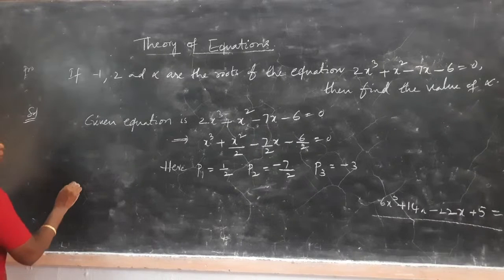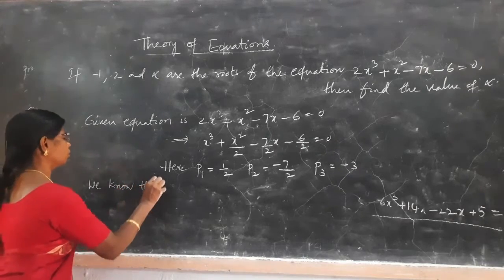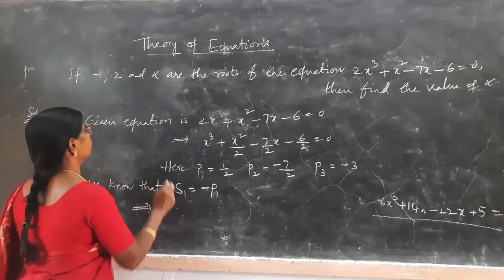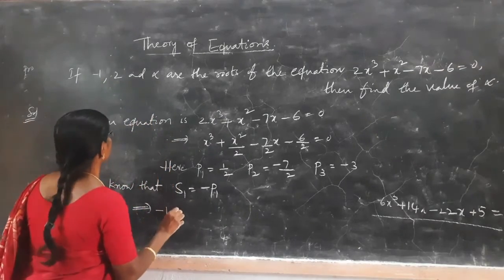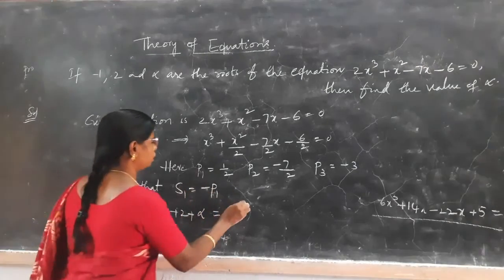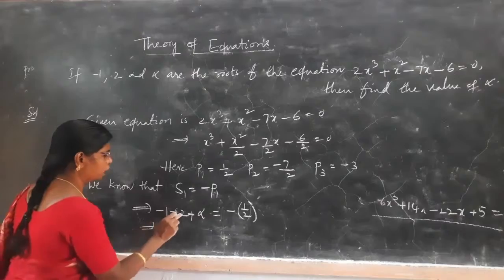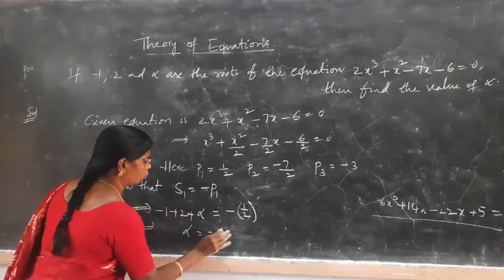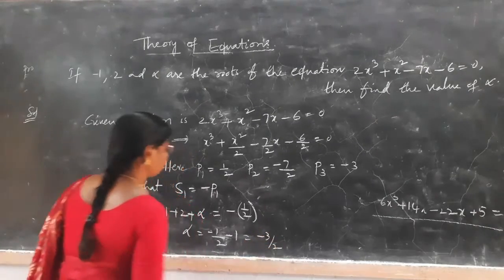So what is the first relation? We know that S1 is equal to minus P1. What is S1? S1 is the sum of roots. What is given? Minus 1 plus 2 plus alpha is equal to minus P1. P1 is half, 1 by 2. So very simple. Minus 1 plus 2 is plus 1. Plus 1, send that side. Minus 1 by 2 minus 1, that is minus 3 by 2. Alpha is equal to minus 3 by 2.